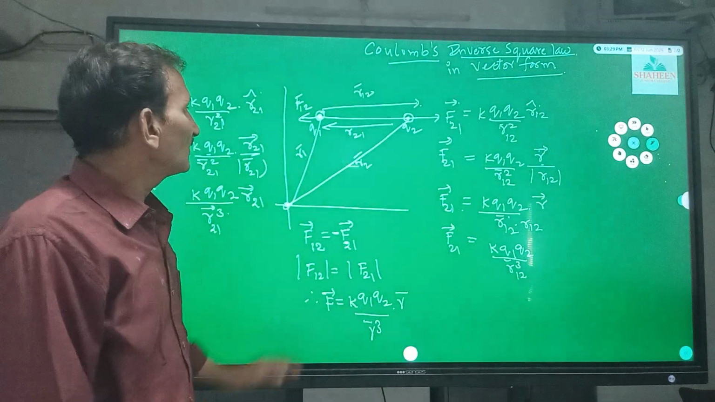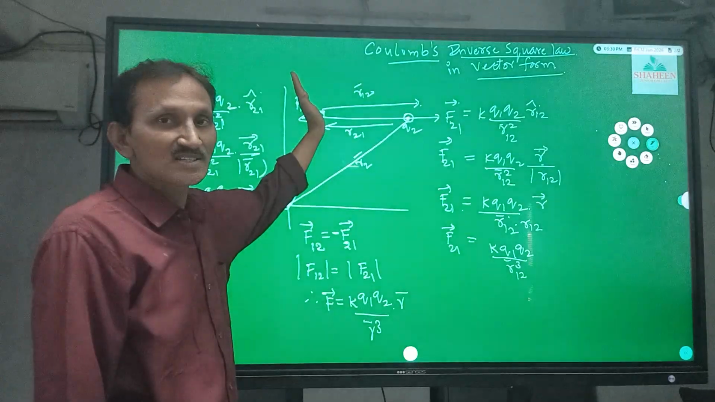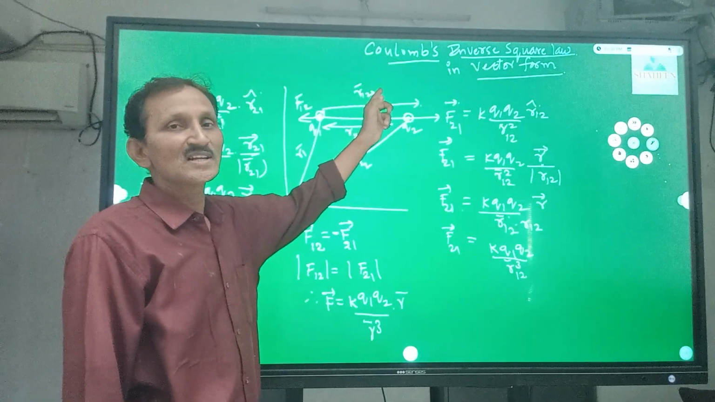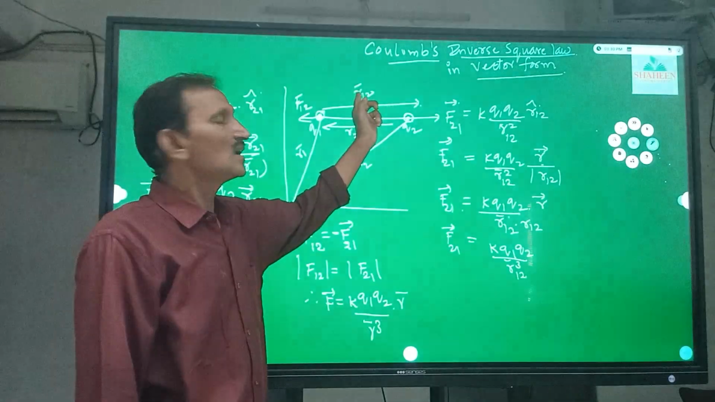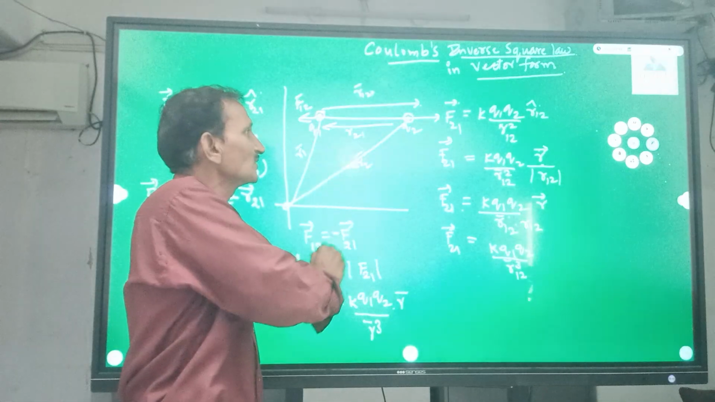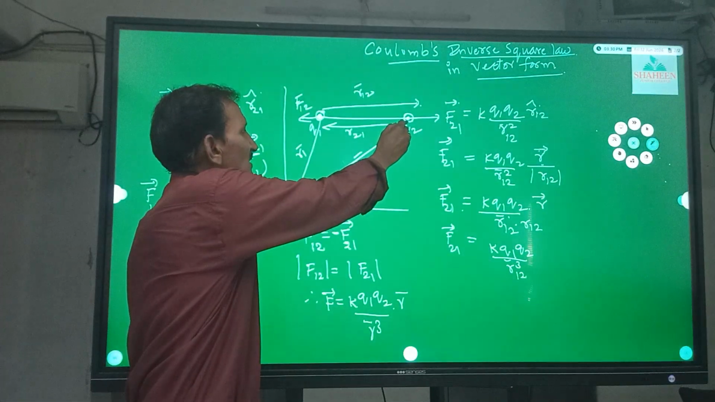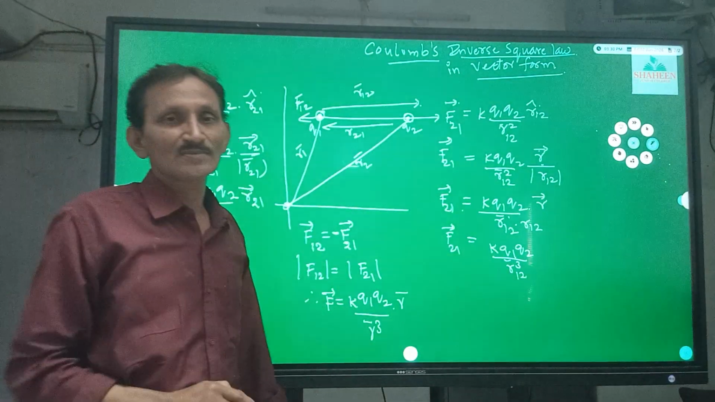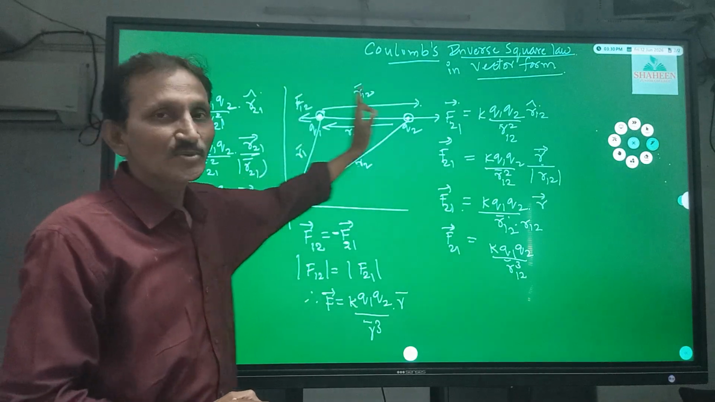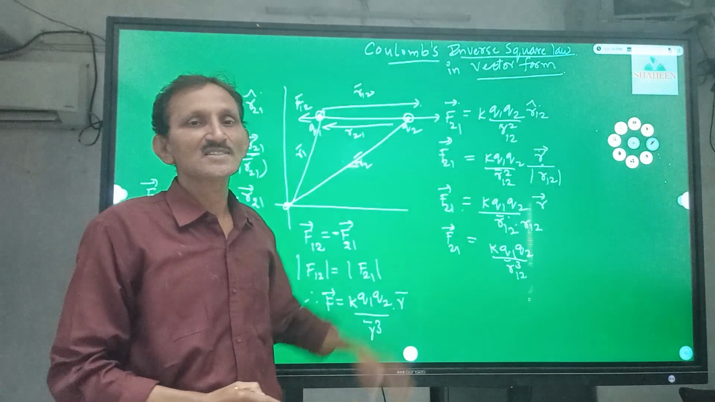Similarly, we take the distance from the first charge to the second charge as R21. Here R12 means the distance from the second charge to the first charge, and here the distance from the first charge onto the second charge. We are taking these distances.